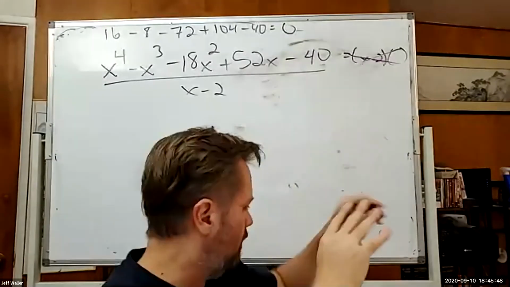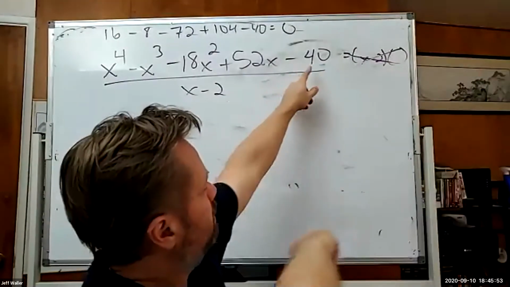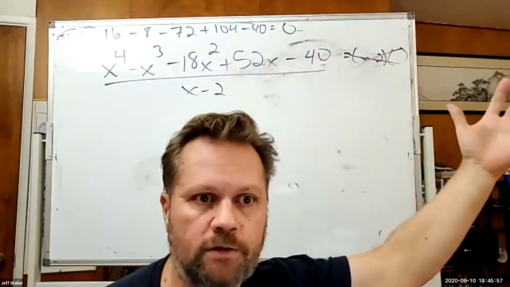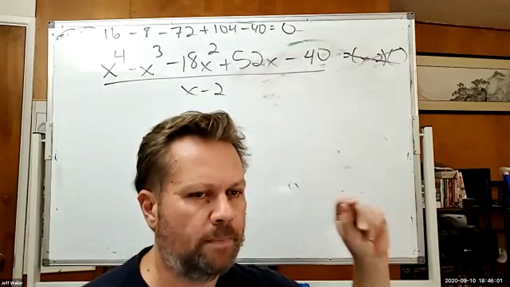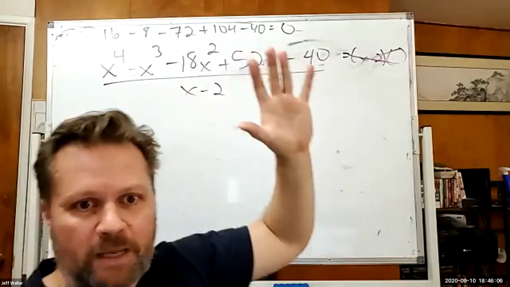Okay, so the random number you pick has to be a factor of 40, or whatever the last number is. It makes sense. I'm going to have x minus something, x plus something, and where's that last number going to come from? Multiplying all those last numbers together. So those are going to be my guesses. Now it's going to get a little more complicated when the first number is not a 1, but we'll get there. Little baby steps.